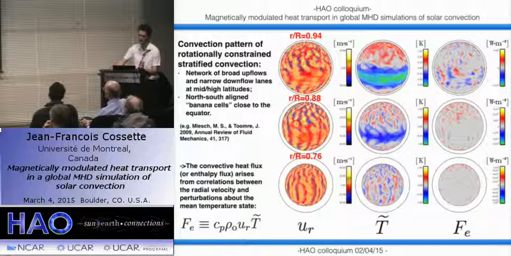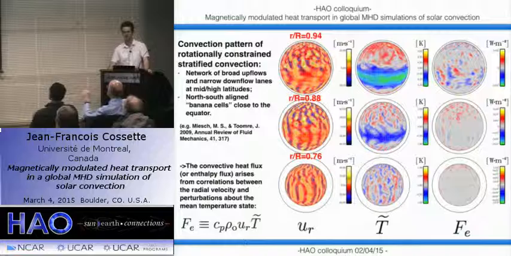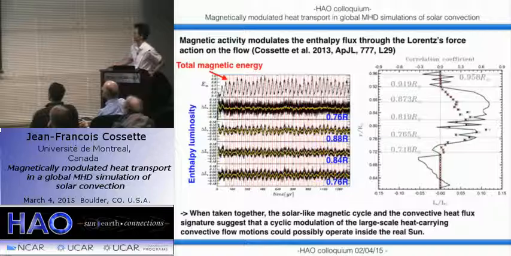I haven't looked at the banana cells in detail, because what I found is that most of the flux is carried by the network of broad upflows and narrow downflow lanes at high latitudes. So I've really focused my analysis on this part. And your magnetism is principally at high latitudes, right? Around 50 degrees, yes. Yet there's an avoidance zone on the equator. I haven't looked at that in detail yet.